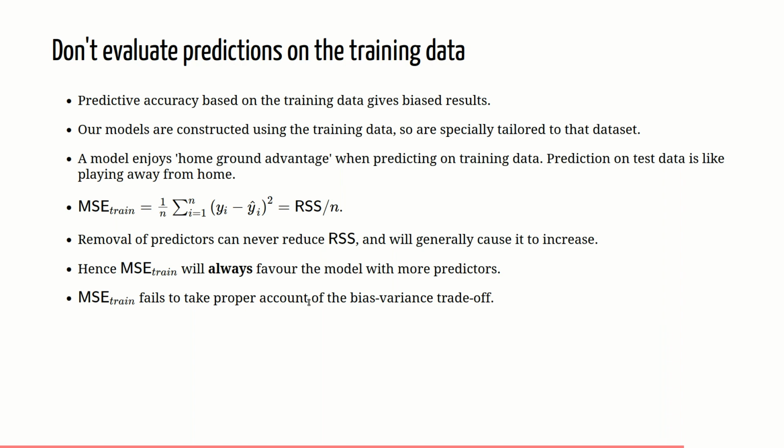And you can show that this is the case just by computing the mean square error. So you do a bit of maths. If you work out the mean square error on the training set, it's the squared difference between yi and yi hat, the true value and the predicted value, which is just the residual sum of squares divided by n. The residual sum of squares is this bit, so it's essentially the average residual sum of squares. And removing predictors, like we've done by taking race away, can never reduce the residual sum of squares.